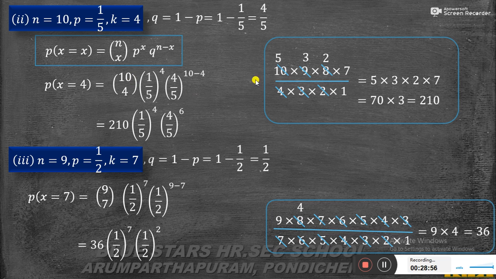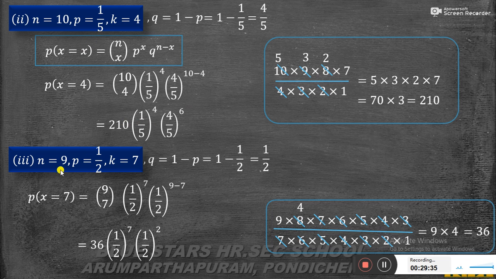So 10C4 means 10 into 9 into 8 into 7 by 4 into 3 into 2 into 1. You see here, 4 2s are 8, so 4 and 2 cancel the 8, and 3 can divide the 9, 3 3s are 9. So the remaining value is 210. Therefore 10C4, its value is 210. So I substitute 1 by 5 whole power 4, 4 by 5 whole power 10 minus 4 is 6. This is the binomial distribution answer for the second subdivision.